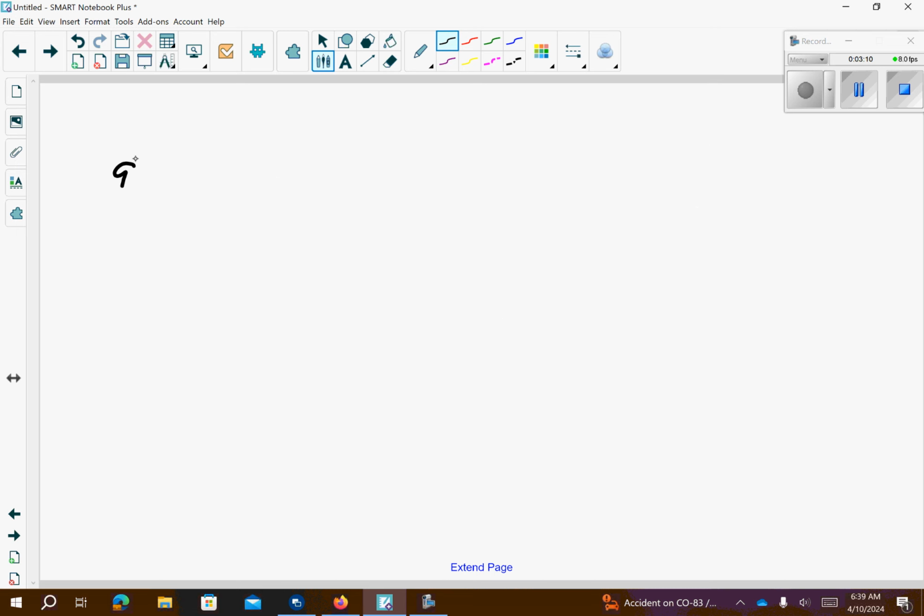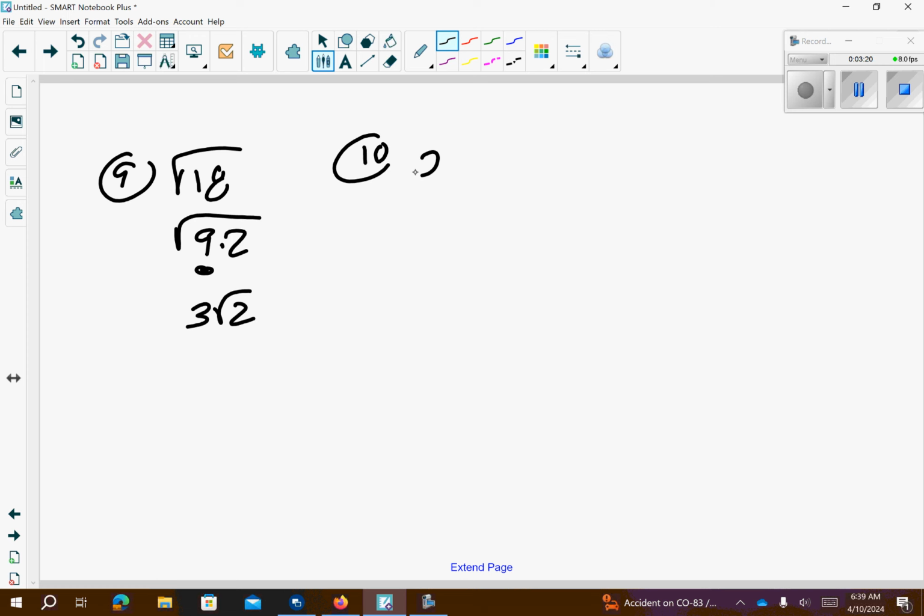Number 9, square root of 18. It's going to break up to 9 times 2. Square root of 9 is 3, so I get 3 root 2. Number 10, 2 root 12 times root 3. Multiply the inside, so I'm going to get root 36. Square root of 36 is 6. Times the outside 2 is going to give me 12.